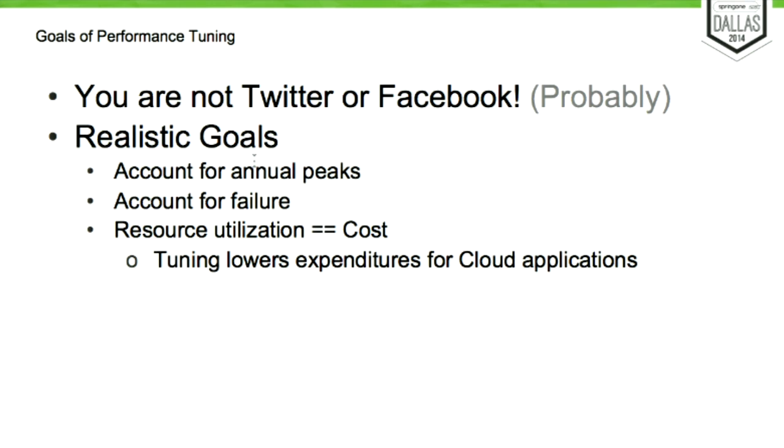So as you're talking about it with your team, with your management, make sure they're realistic on what the needs are for your application. Some things to think about: you want to make sure you account for your annual peaks, account for some failure, and also realize that the more resources you put into something, the more it's going to end up costing. And so, there is some benefit to doing this tuning as well, because you can reduce the number of servers and you can end up saving your company some money, which is good.